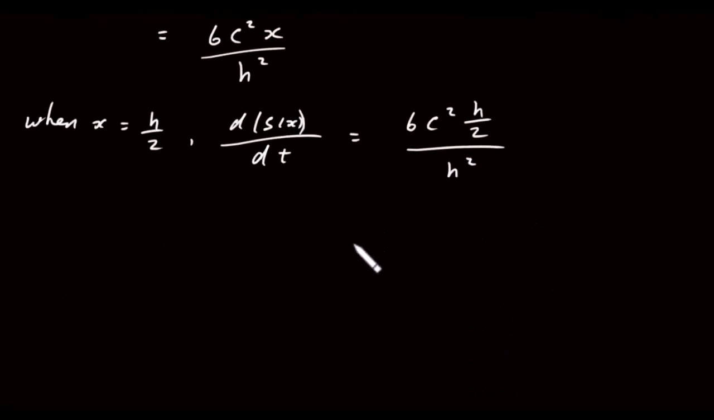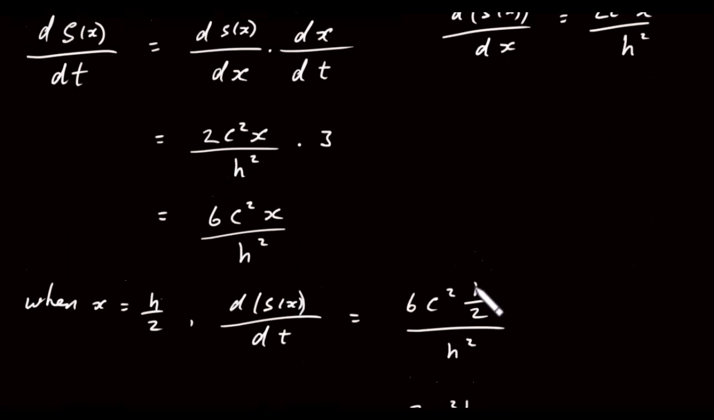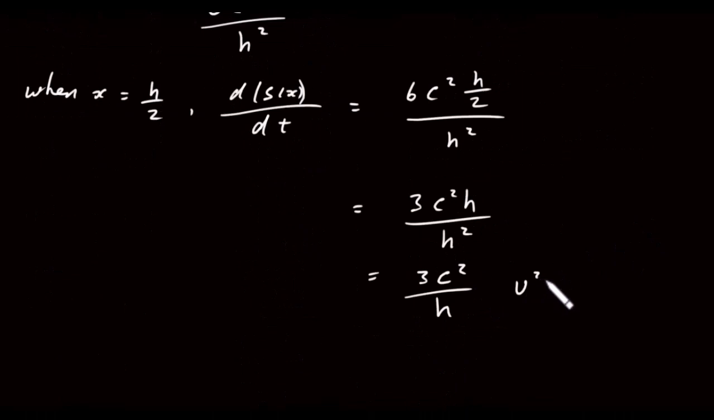So let's just simplify all of this. So we have 6 divided by 2, which is 3, c squared h over h squared. That will cancel with one of these, which gives me 3c squared over h. And this is the rate of change with respect to time of s of x. So your answer then is going to be in square units per second. So it's going to be units squared per second. And that's it, in fact, for this question and this paper.